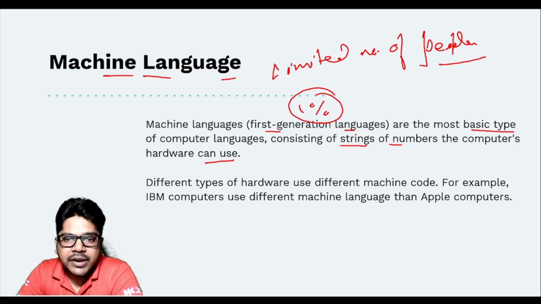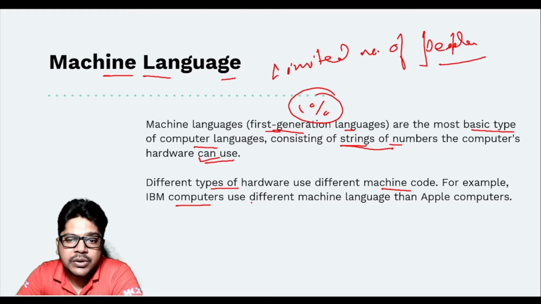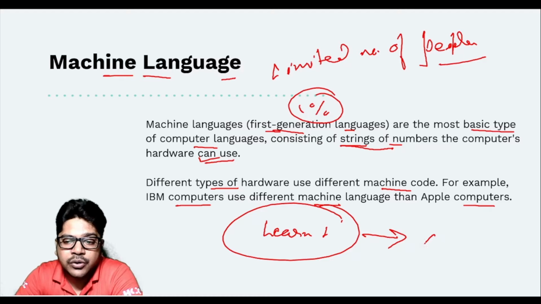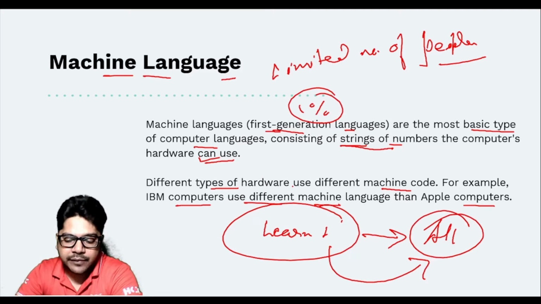So machine language, which is the first generation language, is the most basic type of computer language, consisting of strings of numbers the computer's hardware can use, and different types of hardware use different machine code. So it was specific to different machines. For example, IBM computers use a different machine language than Apple computers. So even if you learn one language, it does not mean that you will be able to do all of them, because you need to make certain changes. Every language was different, so you need to adapt yourself to different languages.